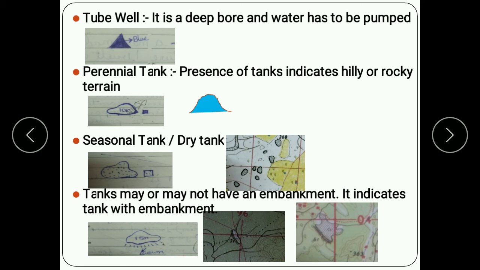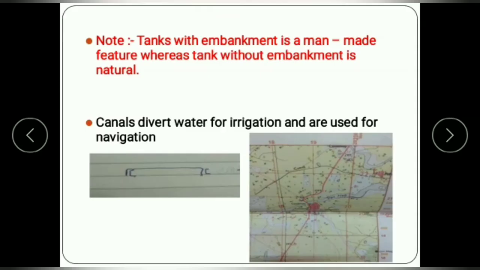Or you can write the relative height of the dry tank with embankment is 3 meter or 6 meter, because that can be without or with the embankment. So you have to consider, because tanks are used by the people for irrigation, so definitely they are making the embankment or boundaries over it, so that they can easily store the water inside and use for irrigation facilities. But dry tanks which are not having any embankment, that is naturally filled. Okay, so that will be a natural feature.